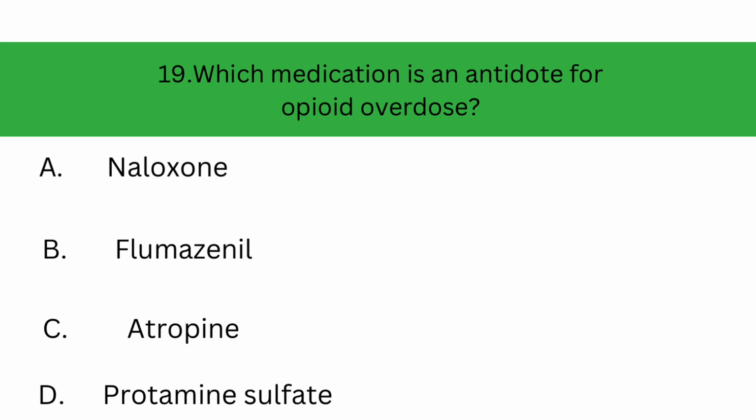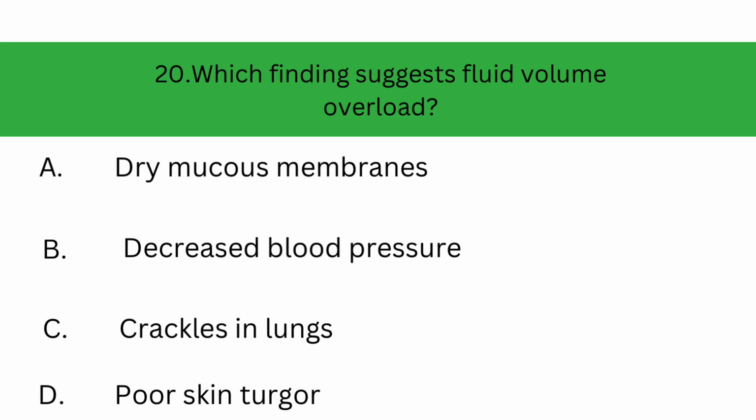19. Which medication is an antidote for opioid overdose? A. Naloxone. B. Flumazenil. C. Atropine. D. Protamine sulfate. Correct answer: A.